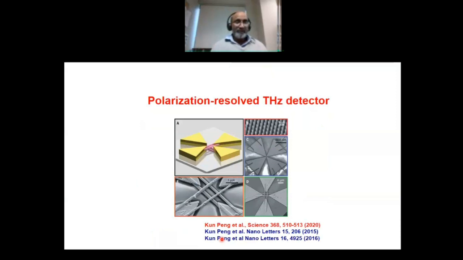So to cut the long story short, Dr. Kun Peng, during her PhD at the ANU, demonstrated gallium arsenide nanowire terahertz detectors operating at room temperature, and indium phosphide nanowire terahertz detectors operating at room temperature as well. During her postdoc at Oxford University, she has focused on making these polarization-resolved terahertz detectors.